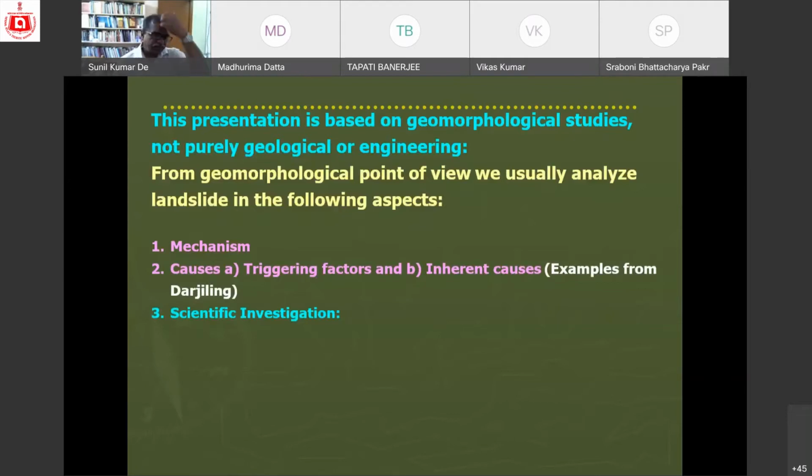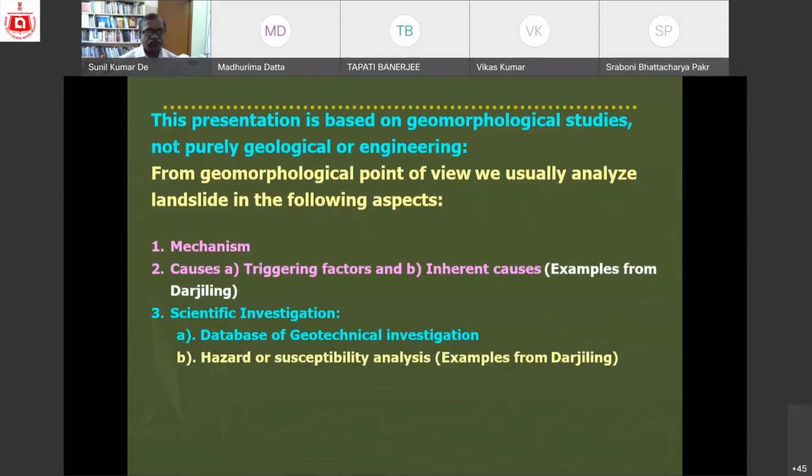Number three, scientific investigation: what is our responsibility in this case? Number A, we need to prepare a database of geotechnical investigation. Number B, we need to prepare hazard and susceptibility analysis. Usually we do this on a large scale basis, but in some cases for our scientific aspect, on a small scale, toposheet size basis. But for planning purposes, we need to prepare this large scale hazard or susceptibility analysis map.